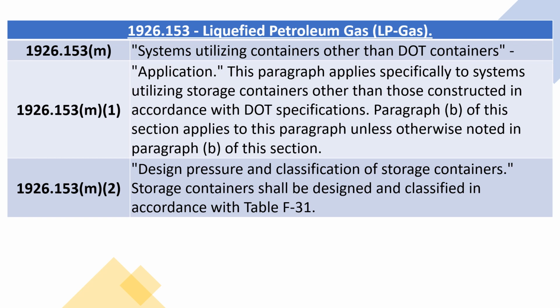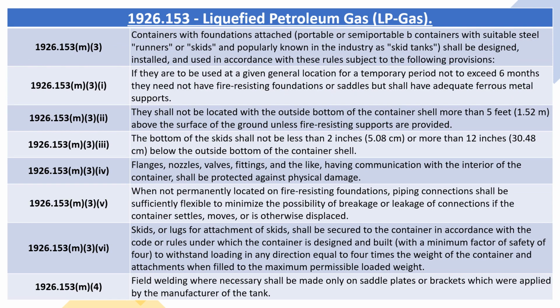1926.153(m)(2) Design, pressure, and classification of storage containers. Storage containers shall be designed and classified in accordance with Table F-31. 1926.153(m)(3) Containers with foundations attached, portable or semi-portable. Containers with suitable steel runners or skids, popularly known in the industry as skid tanks, shall be designed, installed, and used in accordance with these rules subject to the following provisions.